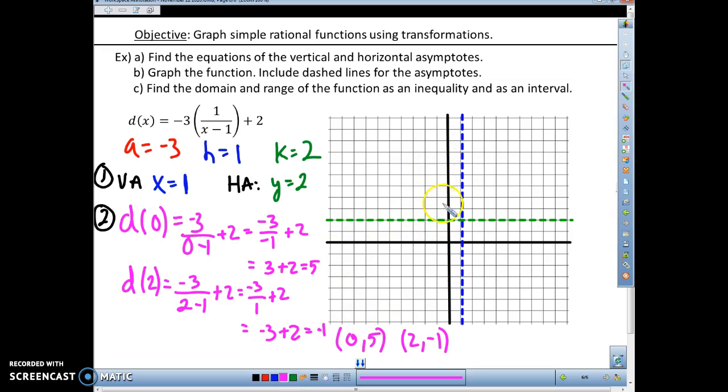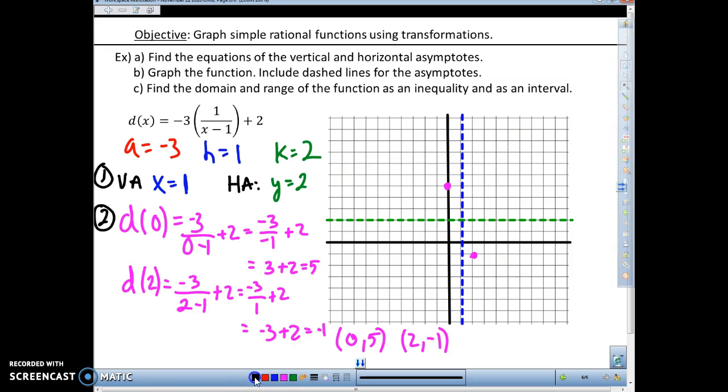Okay, so I have my asymptotes, and then I'm going to plot my 2 points that are going to be on my graph, (0, 5). So I go up 1, 2, 3, 4, and 5. Here's 1 point. And (2, -1). So I go to the right, 1, 2, and then down 1. So those are my 2 points.